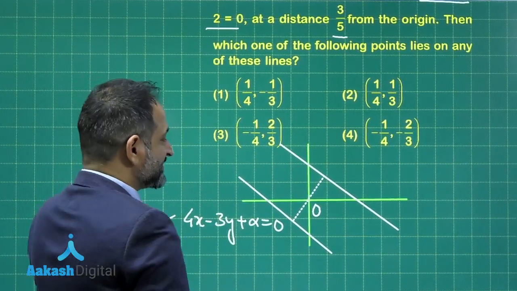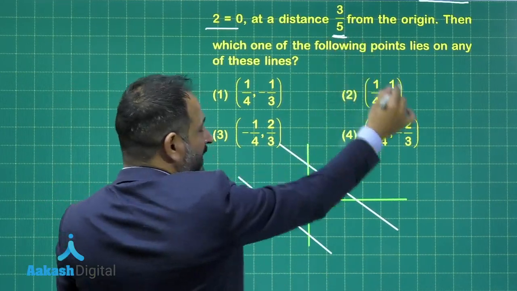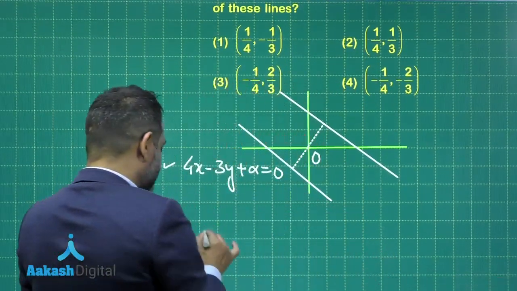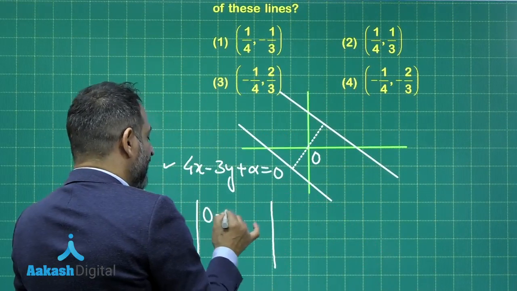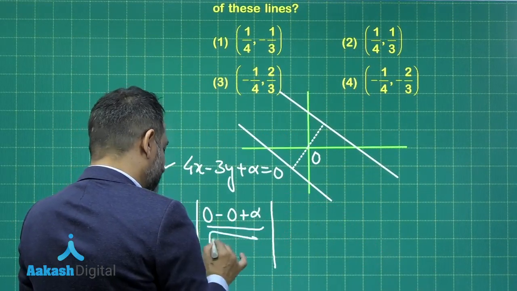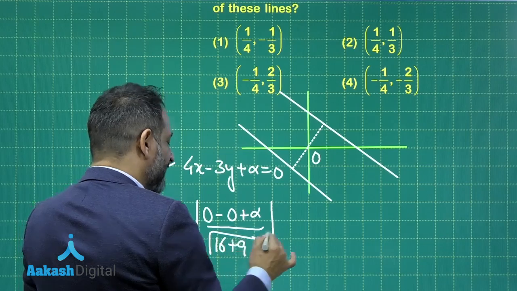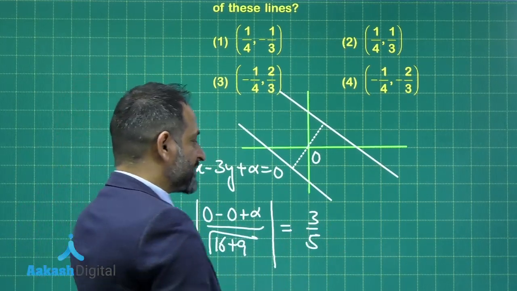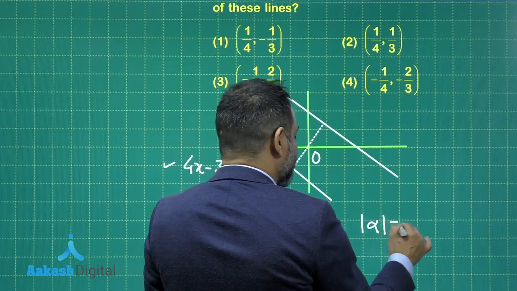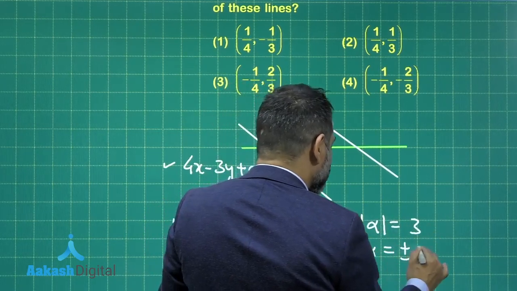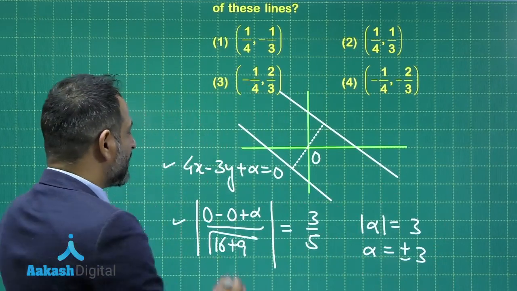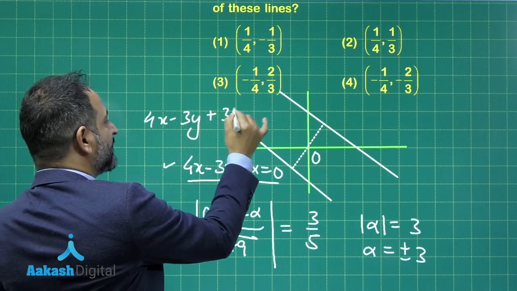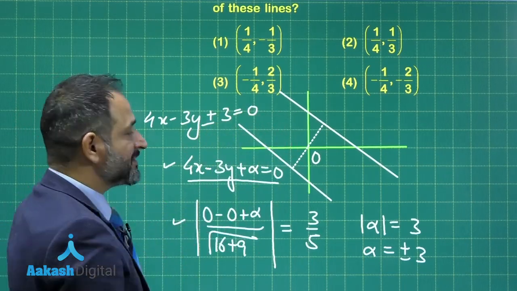Now we need to find out the alpha. What is given to us is this distance which is equal to 3/5. So by using the formula for the distance of a point from the origin to this line, a very simple formula here, this is equal to 3/5, and when you solve it you will get two values of alpha. Modulus of alpha will be equal to 3, so alpha will be equal to plus minus 3. So the required lines are, one line is 4x minus 3y plus 3 equal to 0, and another line is 4x minus 3y minus 3 equal to 0.